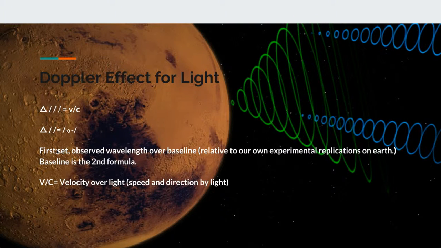And the baseline right here is the second formula. So delta light observed over a baseline. The baseline is light by 0 minus light.